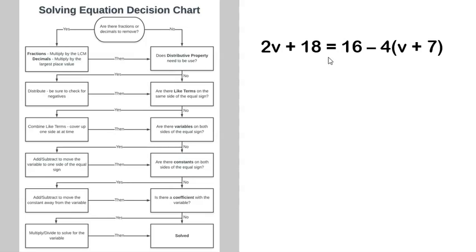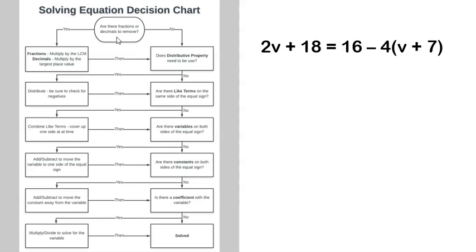2v plus 18 equals 16 minus 4 times the quantity of v plus 7. All right, well this is where the solving equations decision chart really helps us. So we are going to make sure we follow these steps.